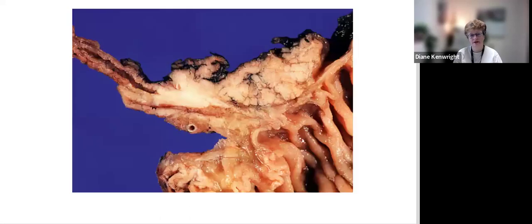Here's a picture of it. Here we have a duct coming into the small bowel. This is the bit of pancreas here. And here in the common bile duct, we have an infiltrative cancer. You can see it's completely blocked it off. So this person will have jaundice.